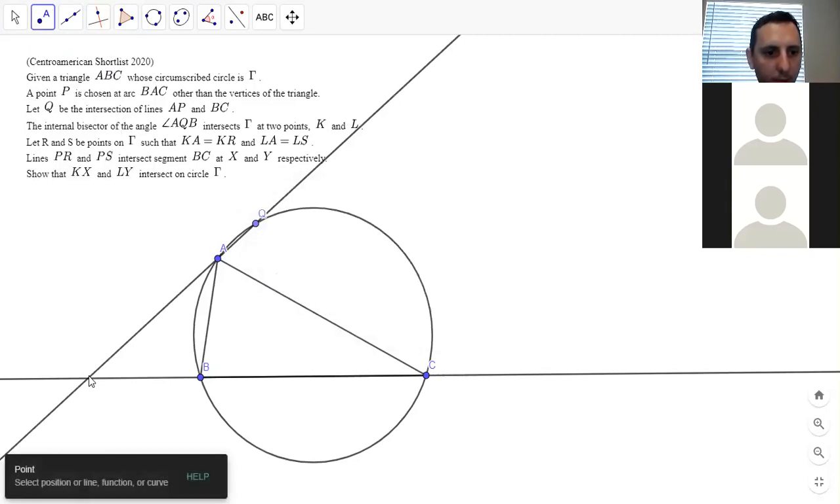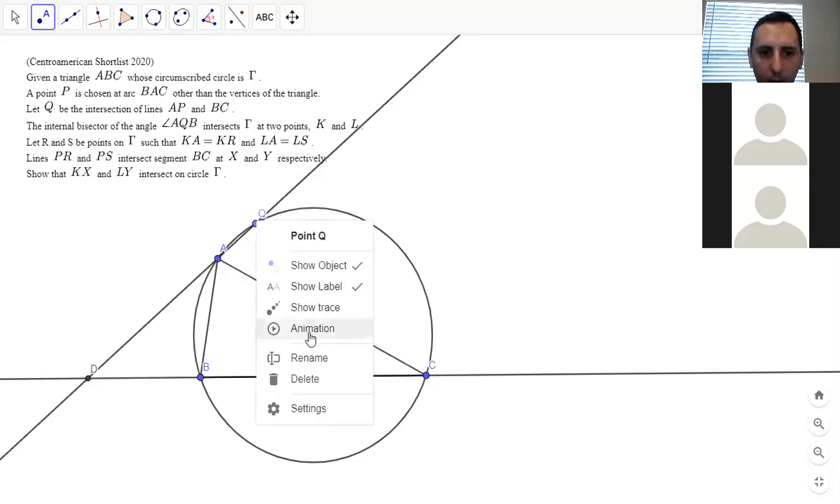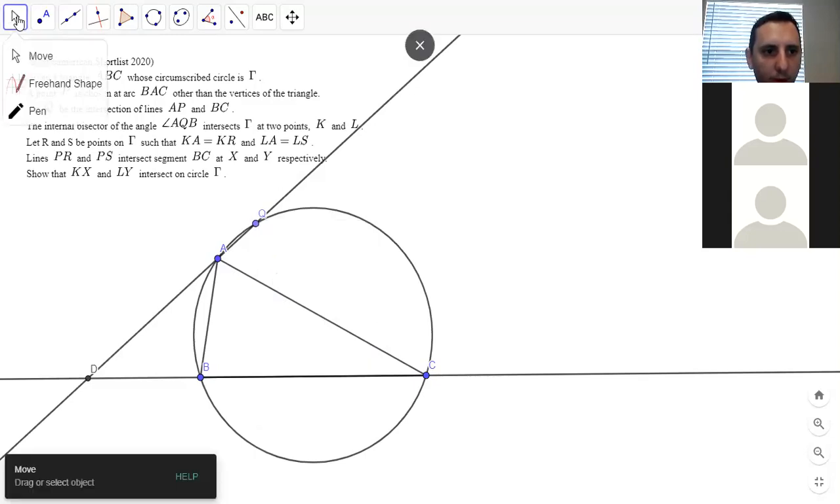Oh, did they have some new, I think they changed GeoGebra. I don't remember seeing this. Maybe this animation thing has always been there. I don't know.